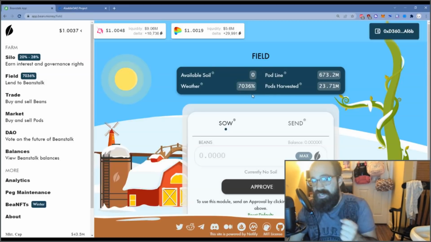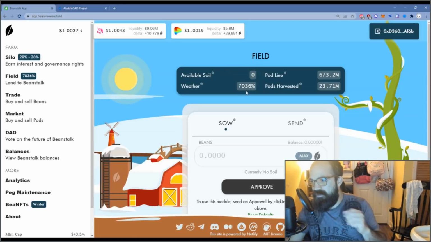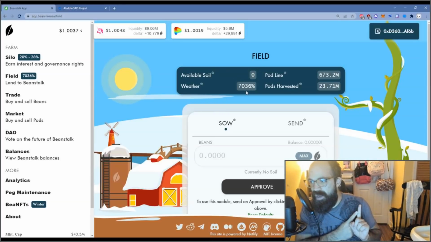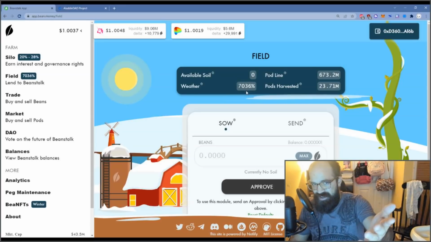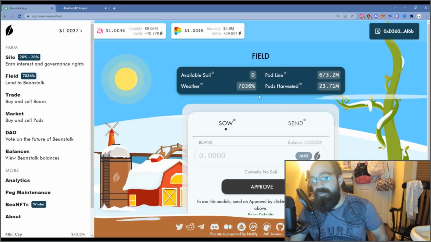Now, when it's your turn to harvest or redeem these pods, you will get, if you can, 71 beans back. So let's say that again. You sow one bean, you get 71 pods. When it's your turn to harvest those, you will get 71 beans back. So that's a 7,036% return on investment. Pretty amazing, right?